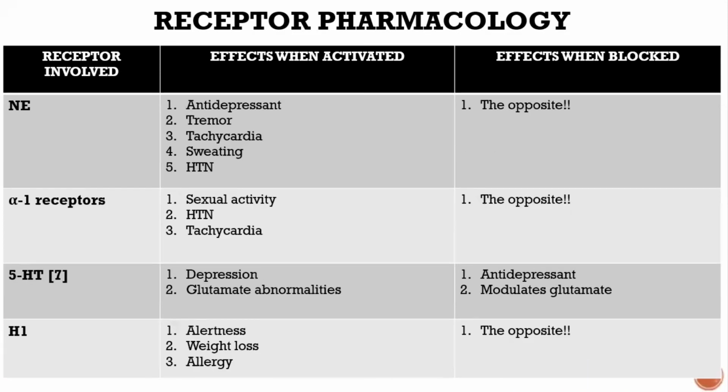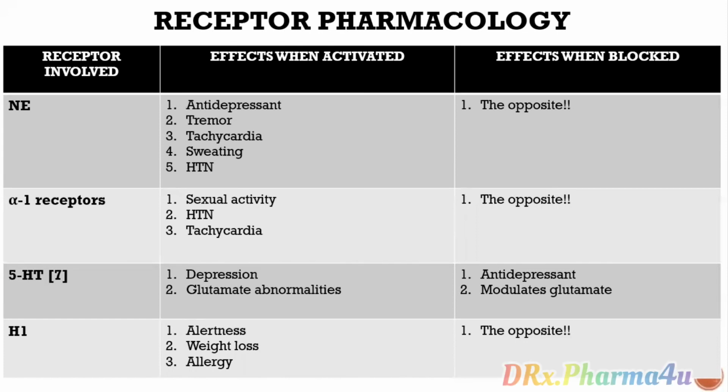Now we come to NE. NE means noradrenaline, also known as norepinephrine. Always remember, whenever we talk about depression, a person can go into depression if 3 things are reduced. Number 1 is serotonin, number 2 is norepinephrine, and number 3 is dopamine. If these 3 things are reduced, then definitely the person will go into clinical depression. So noradrenaline receptors, if they are activated, it will improve your depression. So it will cause antidepressant activity.